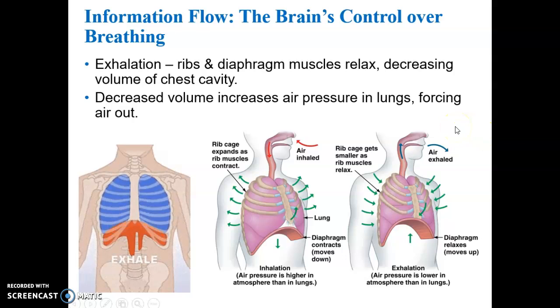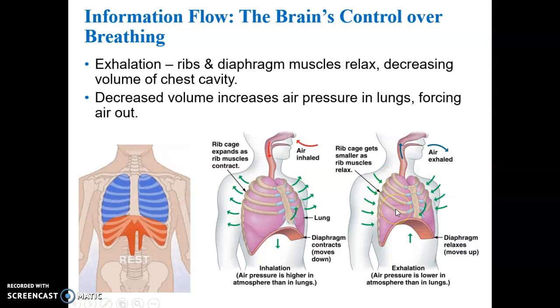So just to reinforce the concepts, what's moving air in during inhalation and what's moving air out during exhalation is the change in the thoracic volume or the change in the lung volume. When the lung volume increases, because the ribs go up and the diaphragm moves down due to contraction, the air pressure in the lungs drops versus outside, and then that draws air in.